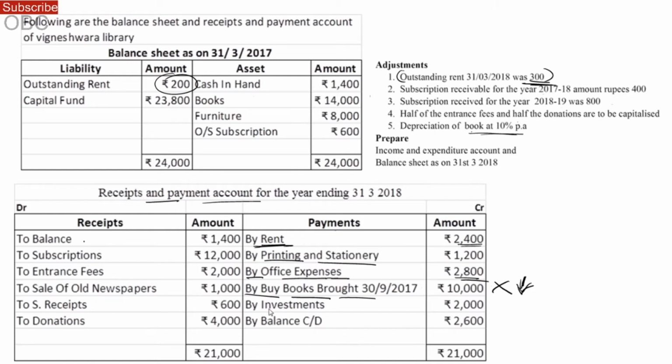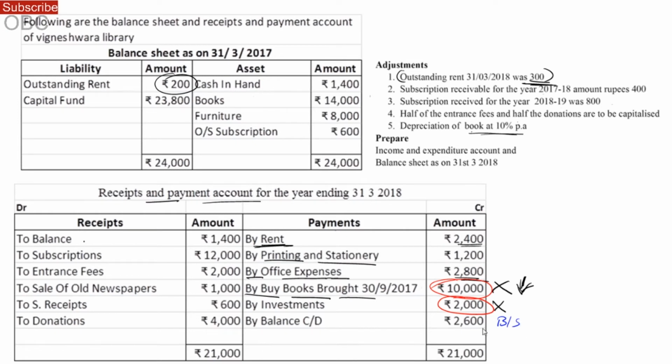So next, by investment. Again, investment is capital in nature, so we are not considering 2,000 rupees here. That will be considered towards the asset side of the balance sheet, so that's also ruled out. Again, at the last, we have by balance carry down 2,600. That will be considered as cash in hand in the balance sheet of this year.